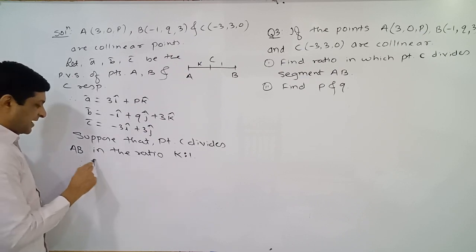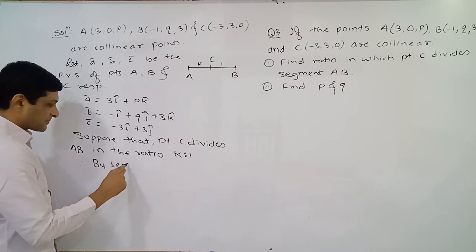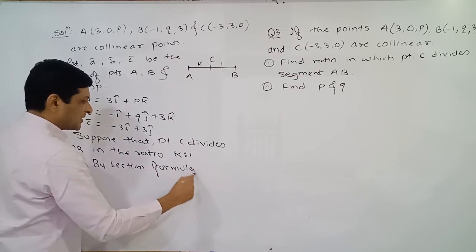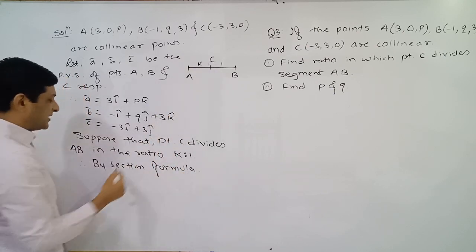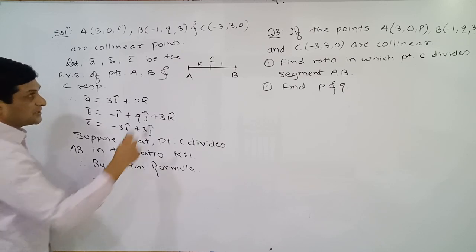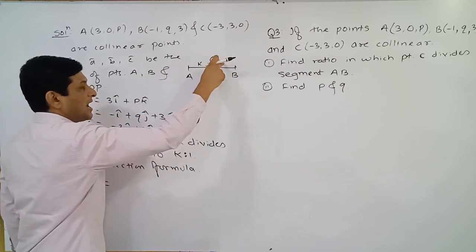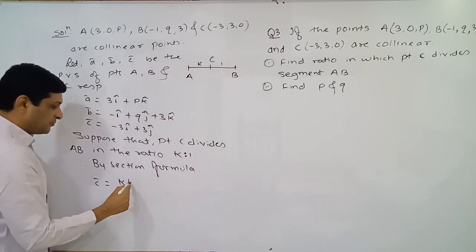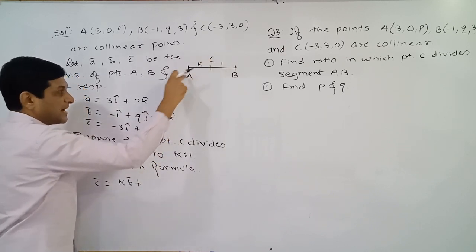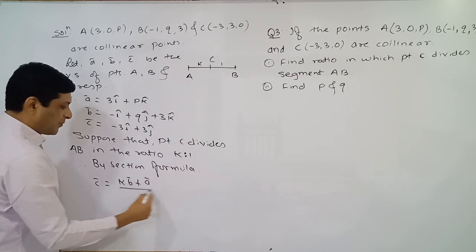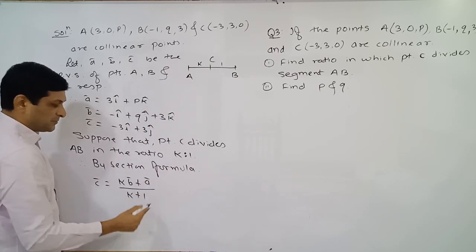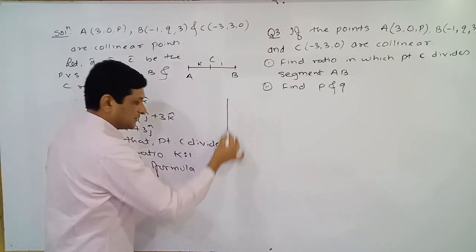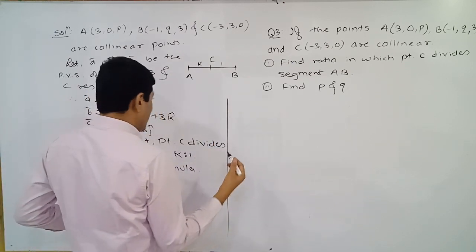Well, so now we are applying the section formula. So by the section formula, what will we get here? C bar is equal to (K into B bar plus 1 into A bar) upon K plus 1. Just simply we have applied the section formula. Now we are substituting the values here.